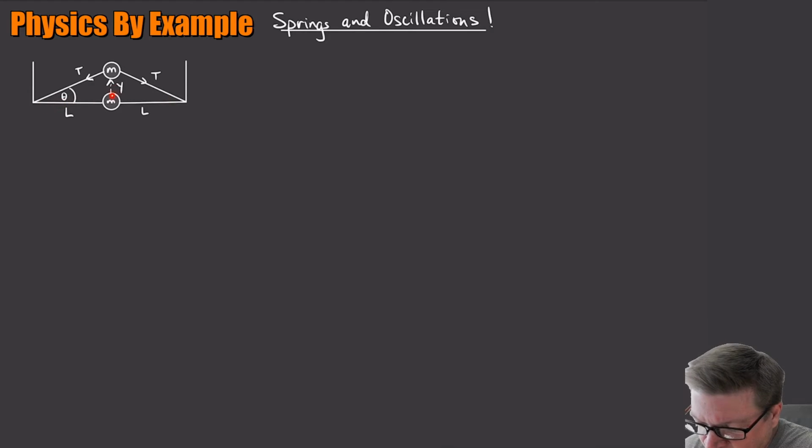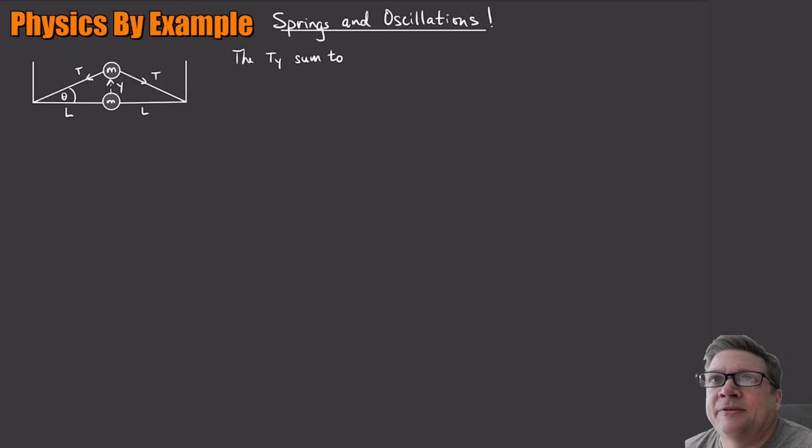And then what I'm going to do is pull this mass up, and then let it go. So when the mass is up here, when it's displaced a little bit, I have tensions on the mass. And we're going to say that there's an equal amount of tension this way, equal amount of tension that way. So the X components of the tension are going to cancel, and all I'm going to have left are the Y components. The Ty sum to, what are the forces pulling the thing down?